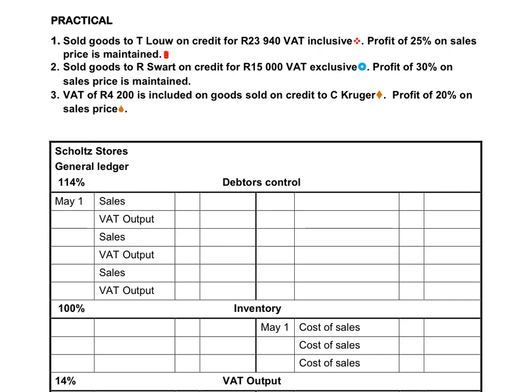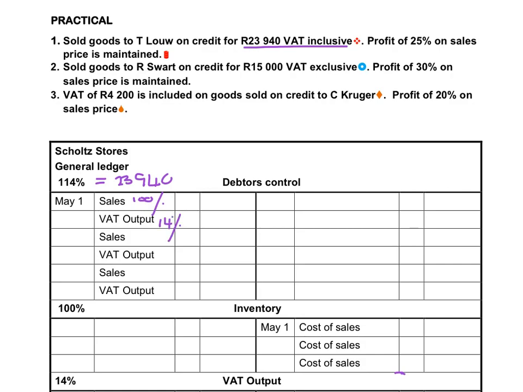Sold goods to Lo on credit for 23,940, VAT inclusive. So that means this figure equals 114%. And in the debtors control, you write the 114%. So it means that I have to split this figure between the sales amount and the VAT of 14%.